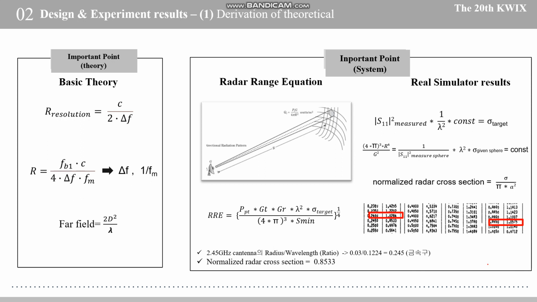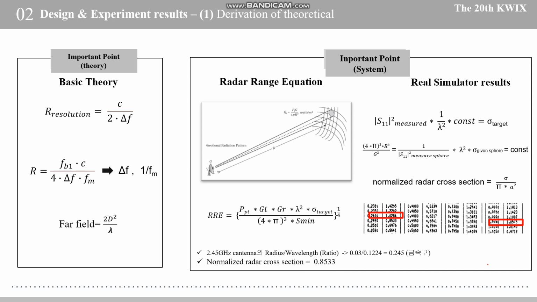Here C is the speed of light, and delta F is the frequency modulation bandwidth. If the received signal is received after emitting the S-band FMCW signal, passing through the mixer and the LPF to the ADC, the frequency, which varies depending on the distance of the object, can be measured.